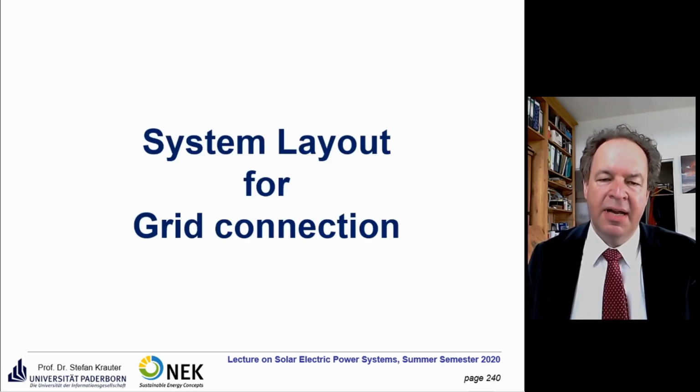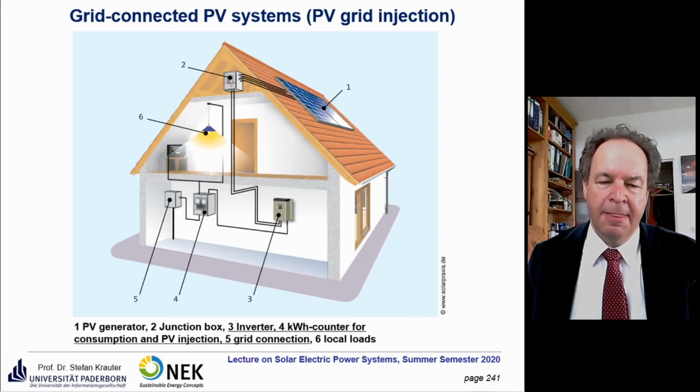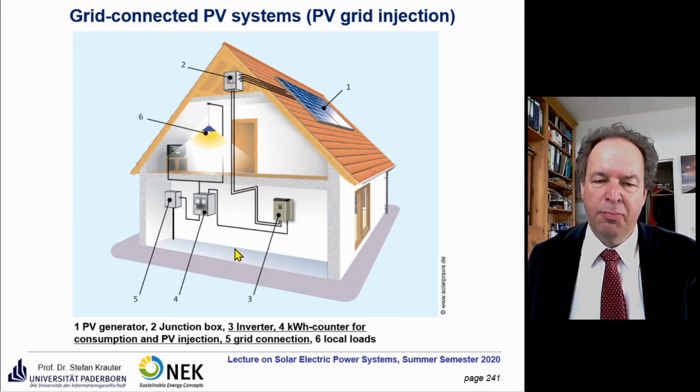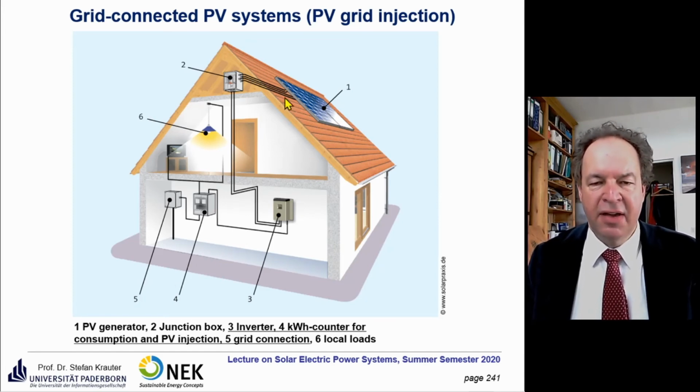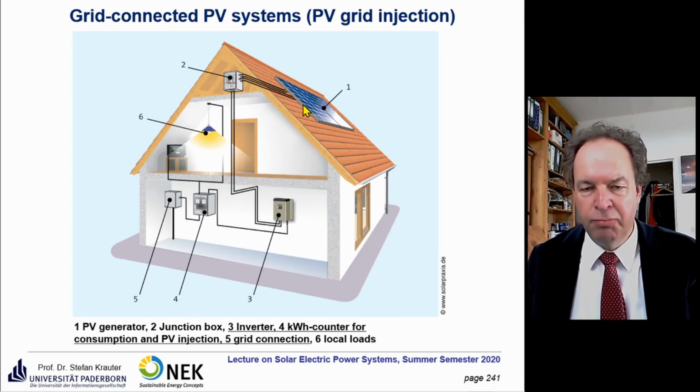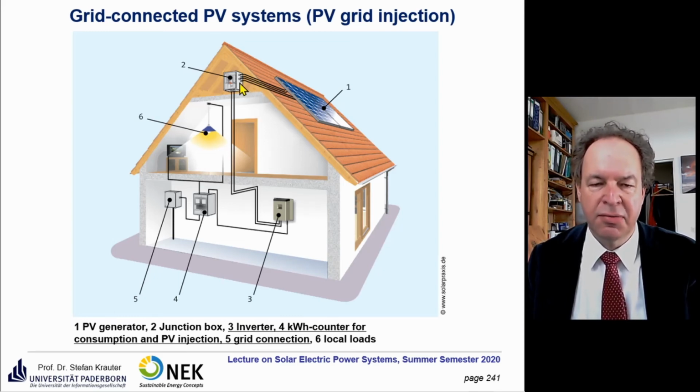So, the system layout for grid connection. This is the concept that you have in 1.5 million German households. They have a roof, they have a PV panel there, they have then a DC junction box where you interconnect all these modules, usually in series. Series connections you can do directly, you don't need a junction box for that, but sometimes you have several strings and you have to connect these strings in parallel, which is done there. And then you have here the inverter.